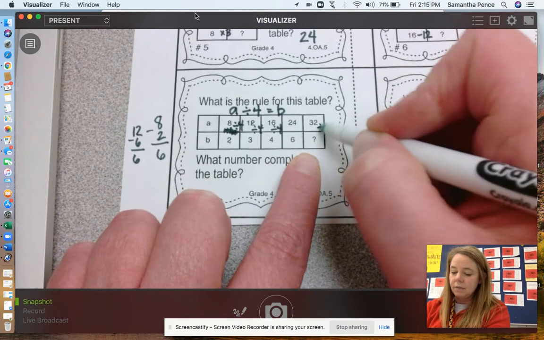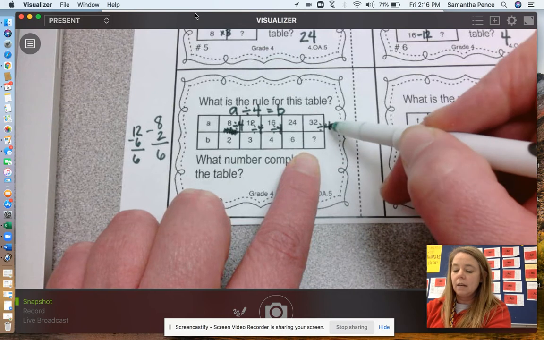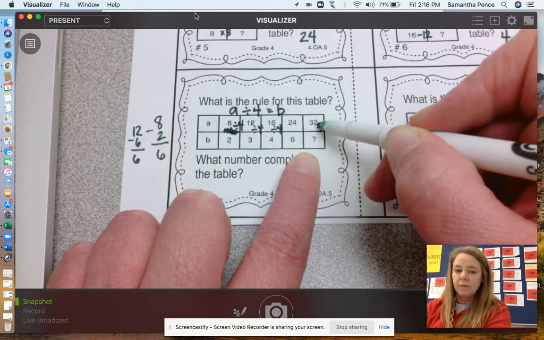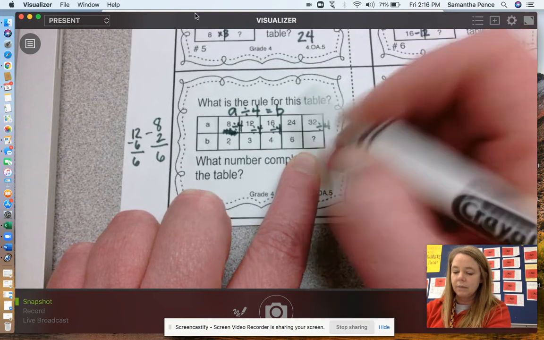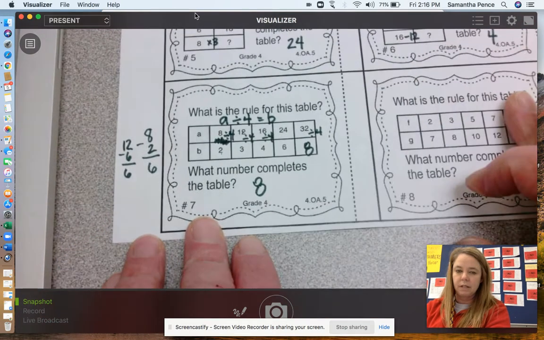Now we've got to find the missing number. So we're going to take 34 divided by 4 is something, or what times 4 is 34, or 32, not 34, 32. What times 4 is 32? And hopefully in your head you're thinking 8. 8 times 4 is 32.